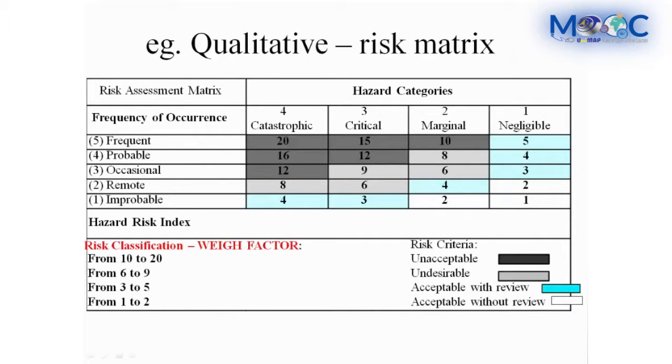This is an example of qualitative risk assessment matrix. The risk numbers are classified with certain weight factor that corresponds to a certain risk criteria. As I mentioned before, risk number is the sum of probability times severity. So in this matrix, the highest risk number is 20 as a result of frequent occurrence, which is number 5, times catastrophic outcome, number 4. And the lowest is 1, will not occur, times negligible outcome.